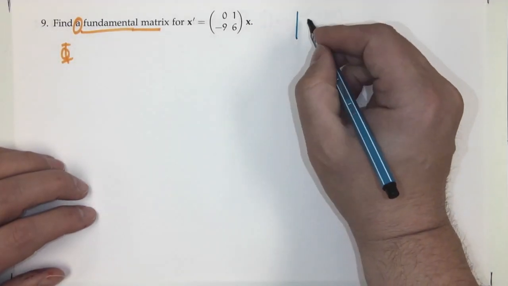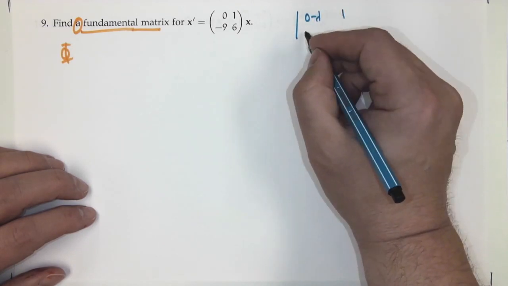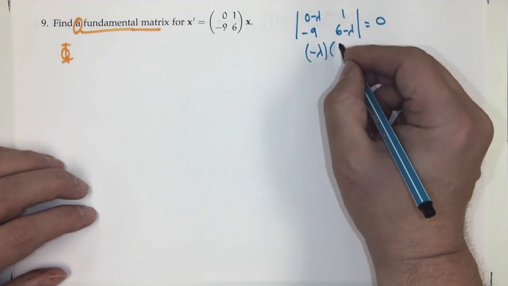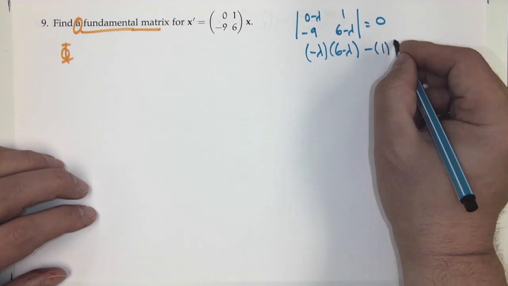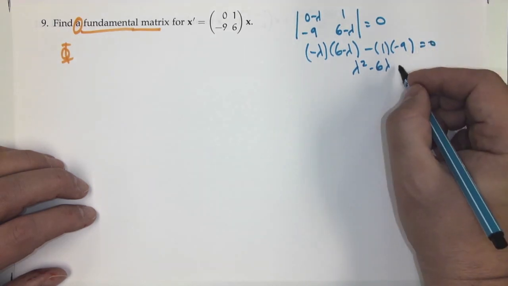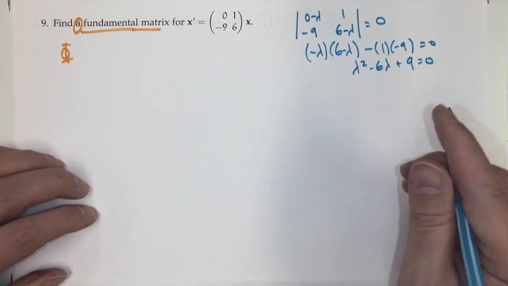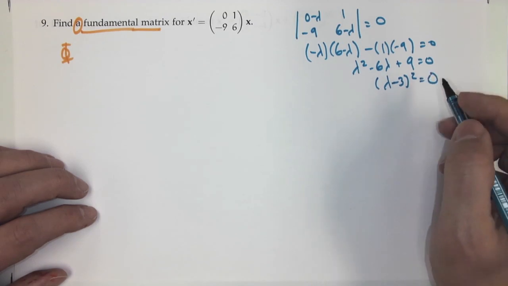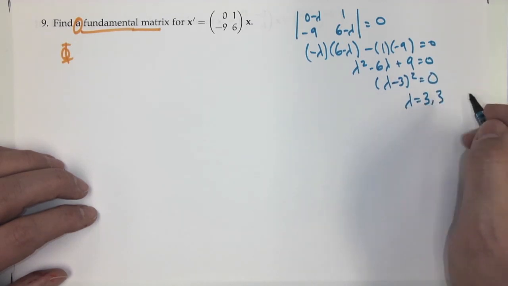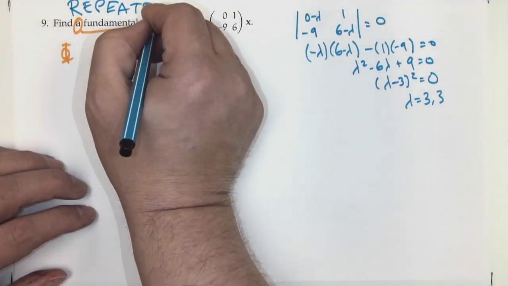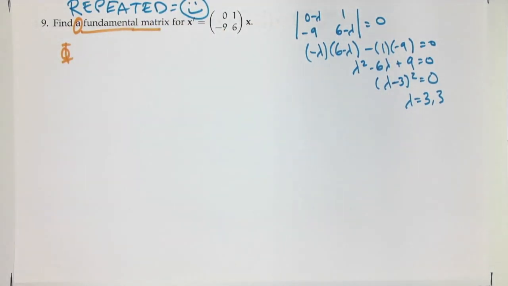Okay, so we take 0 minus lambda, 1, minus 9, 6 minus lambda, and set that equal to 0. We get minus lambda times 6 minus lambda, minus 1 times minus 9, that would be lambda squared minus 6 lambda plus 9 equals 0. Does that factor? Yeah, what does it tell us? Yeah, repeated eigenvalues. Now, this is, remember, our happy place. We want repeated eigenvalues. It warms the heart.